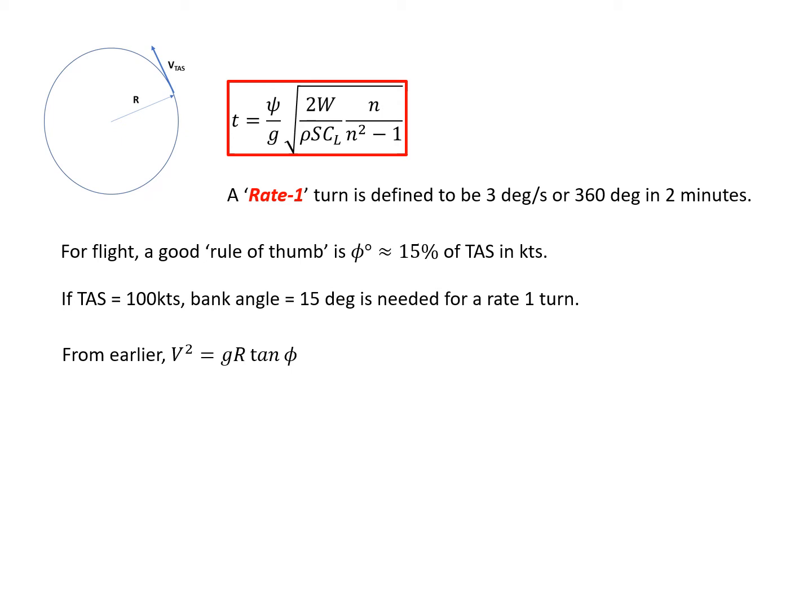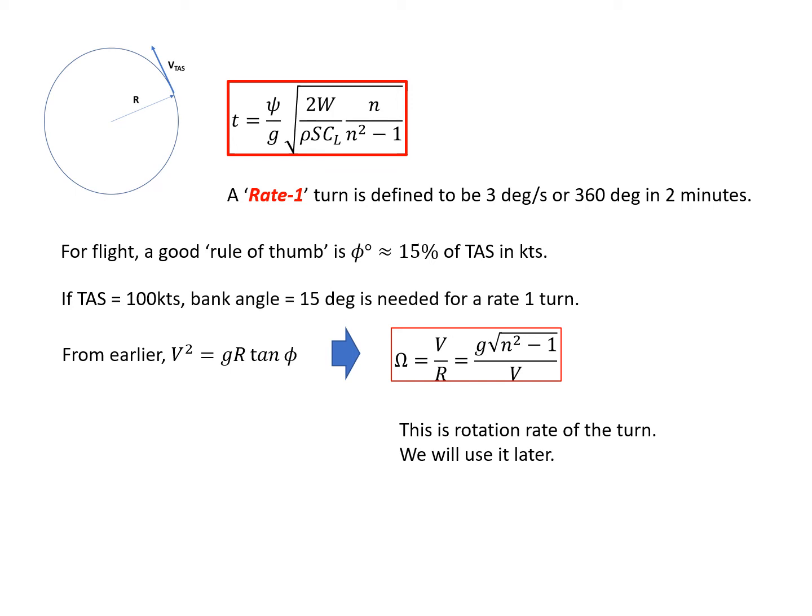From earlier, we know v squared equals g r tan phi, and then we can introduce the rotation rate for the aircraft, which can be calculated by v divided by r, and then we can have this. So this is the rotation rate of the turn, and we will use it in the next slide, especially when we derive the deflection angles. So far, we got a kind of diversion. We introduced the load factor n, or G-force, and eventually we came to the rotation rate.